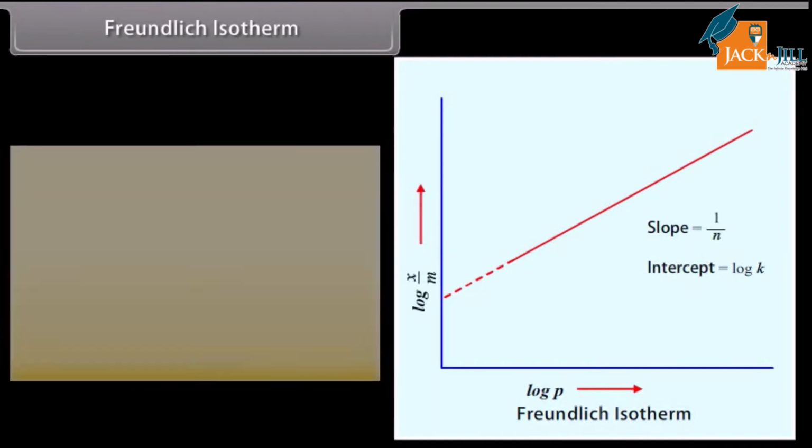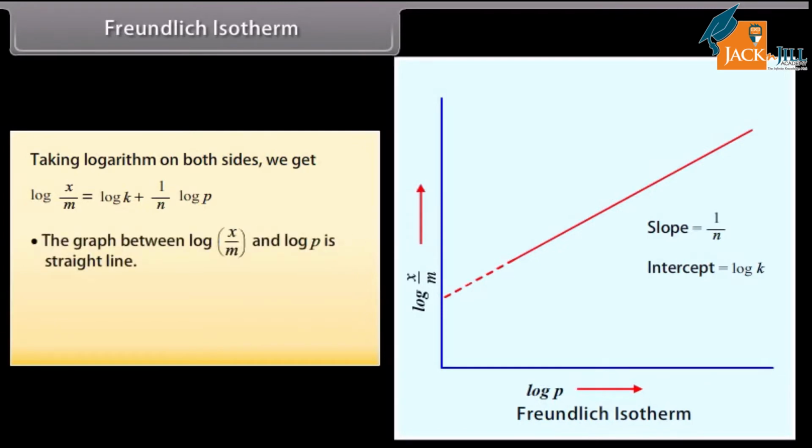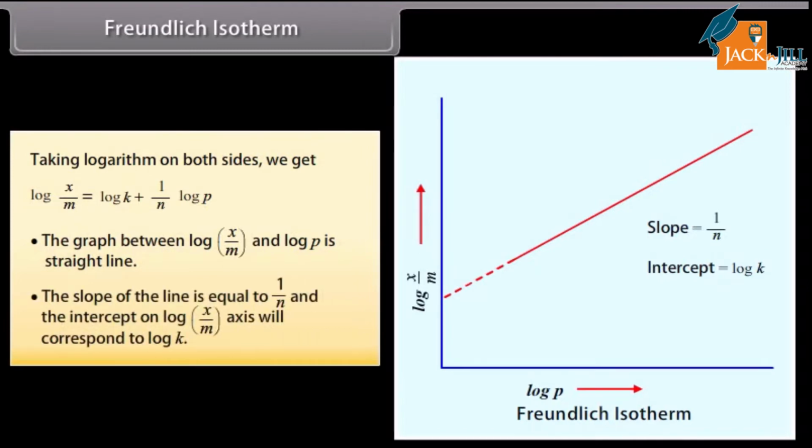Taking logarithm on both sides, we get log(x/m) = log k + (1/n) log P. The graph between log(x/m) and log P is a straight line. The slope of the line is equal to 1/n, and the intercept on the log(x/m) axis will correspond to log k.